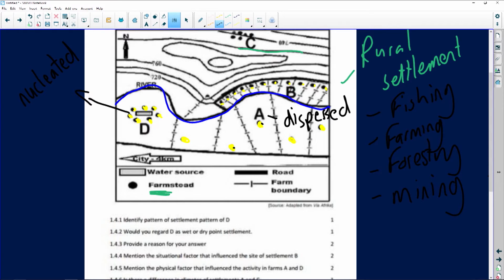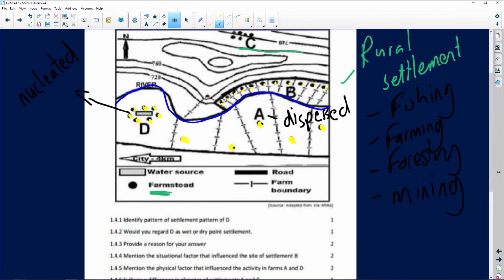Now, very importantly, there's a reason why people tend to be nucleated or dispersed. Now, once again, we can go and look at the different types of farming that takes place. By now, you should know we've got two different types of farming taking place in South Africa. We've got commercial farming and we have subsistence farming. Now, commercial farming, keep this in mind, is there to make a profit, is to make money. And subsistence farming is basically just to provide for yourself and for your family. So commercial farming might be intensive and extensive, where subsistence farming might be a little bit of everything, because you only need to provide for your own family.